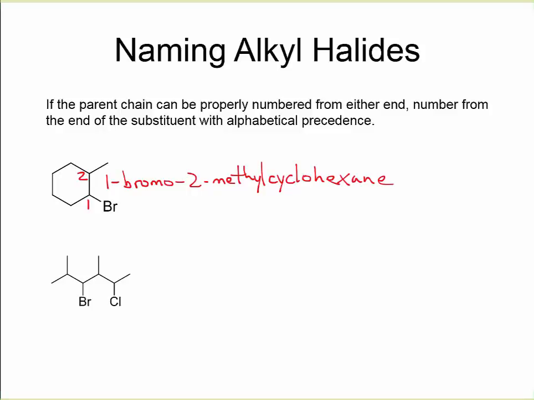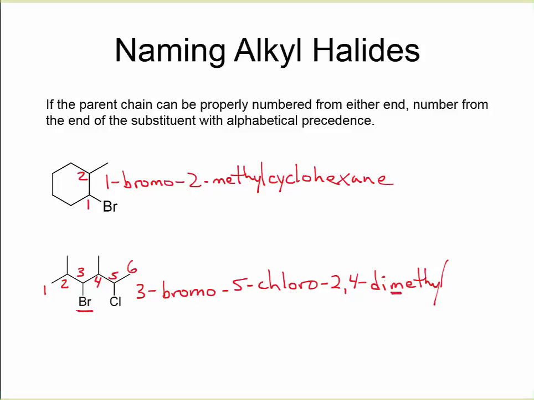For the next compound, it doesn't matter whether I number it left to right or right to left. I have substituents on carbons 2, 3, 4, and 5. The bromo is going to have the priority by alphabetical order, and so I give it the lowest possible number. That means this compound is numbered left to right. Then when I alphabetize, I would have 3-bromo, 5-chloro, 2,4-dimethyl. Remember, that's alphabetized by the M, hexane.